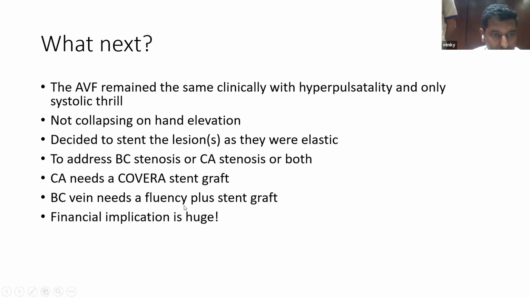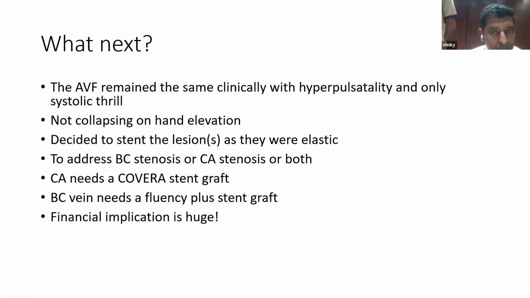But if you see, both the stent grafts alone cost around 2 to 2.5 lakhs. And with other balloons and other things, it could easily go around 3 to 3.5 lakhs. The financial implication is really huge. So we need to take a call as to if you really want to stent it, and if yes, which one to stent. We want to stent the arch, or the central vein, or both.